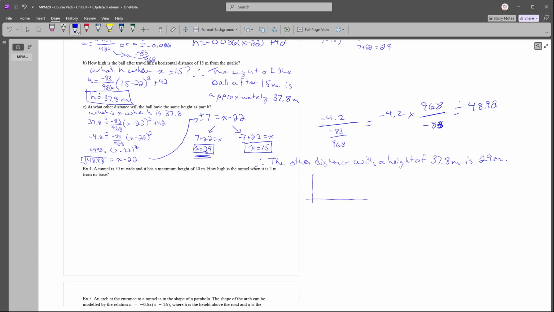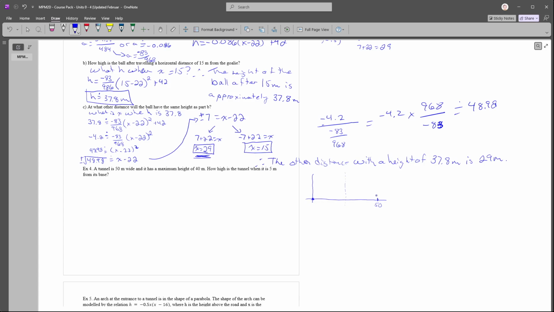Well, imagine that you drew a picture and it looks like this. Okay? Now, the tunnel starts here at 0, 0. Does it have to? Not necessarily, but I'm choosing for it to do that. And I know that it is 50 meters wide. So somewhere over here at 50, it's going to touch again. Okay? And the tunnels are arches. So we know that it hits a maximum height at 40 meters. Where is it going to do that? It's going to do that at the midpoint.